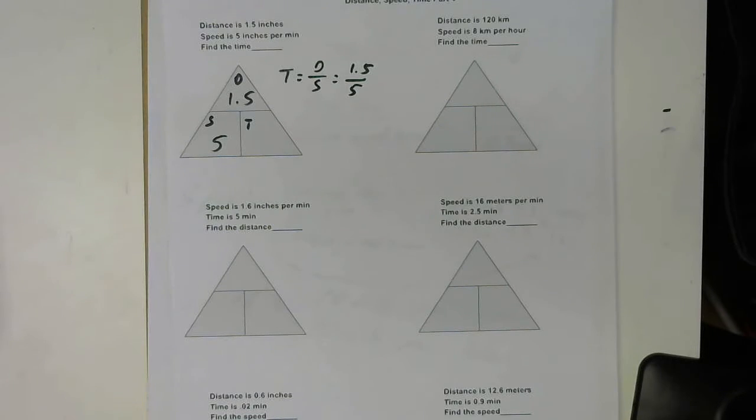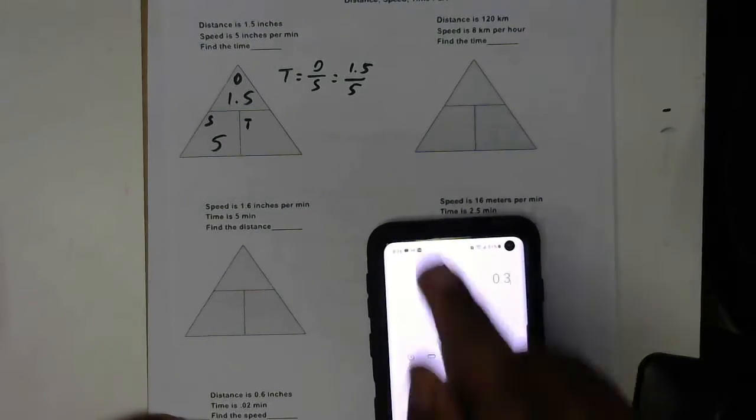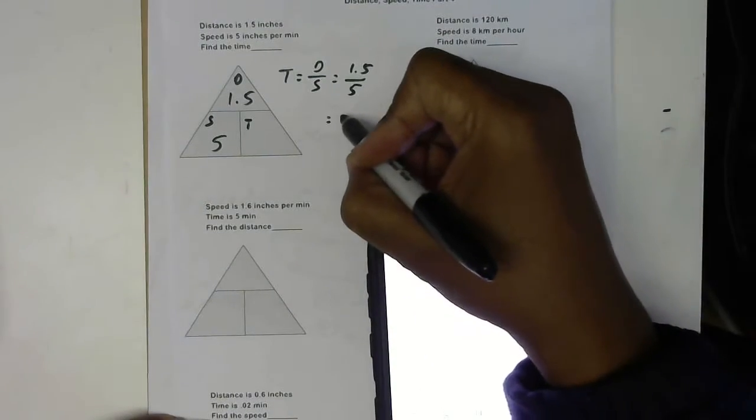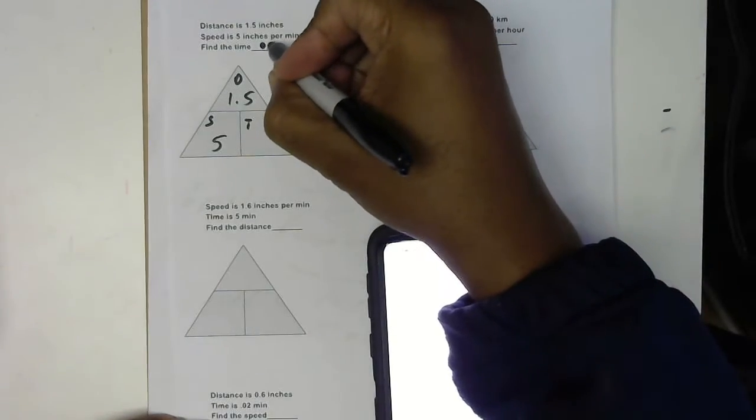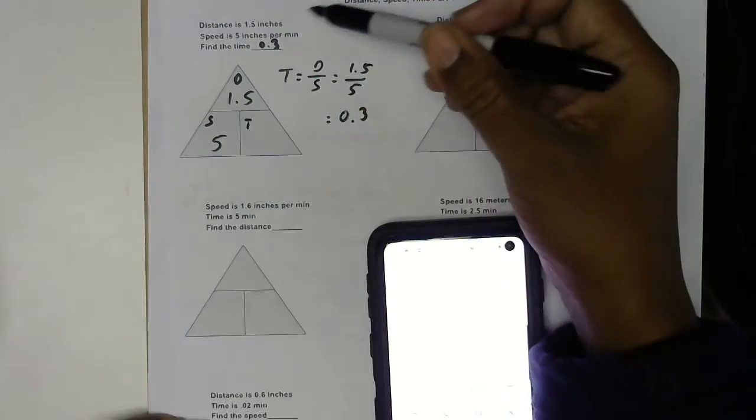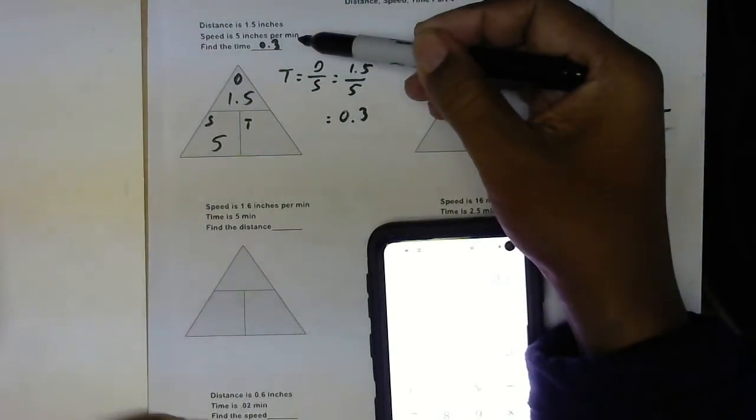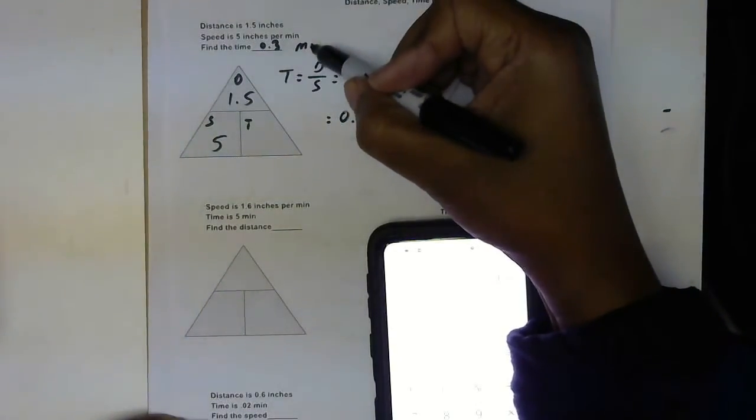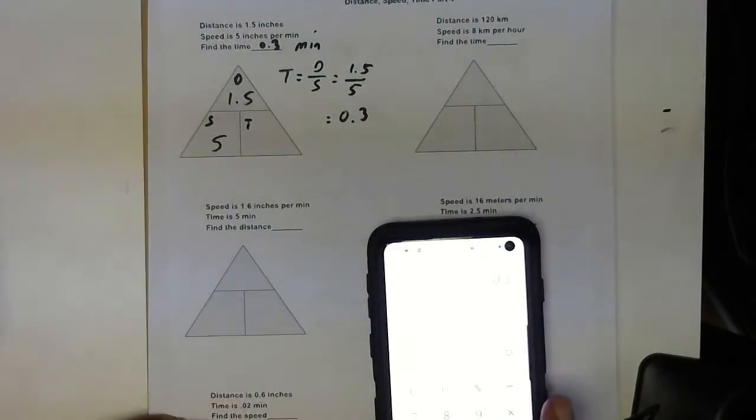So let's take a look at the results for that. Okay, so 1.5 divided by 5 gives us 0.3. So the time is 0.3, and the time being used is minutes. So we'll say 0.3 minutes.